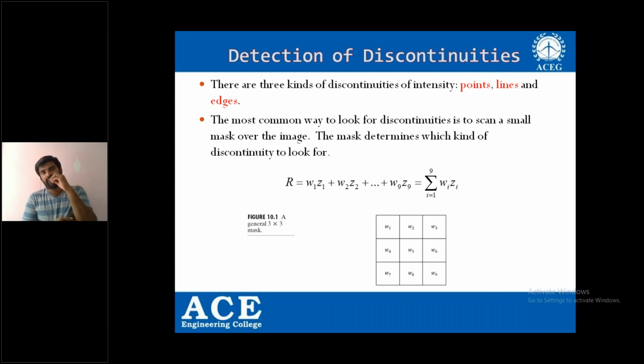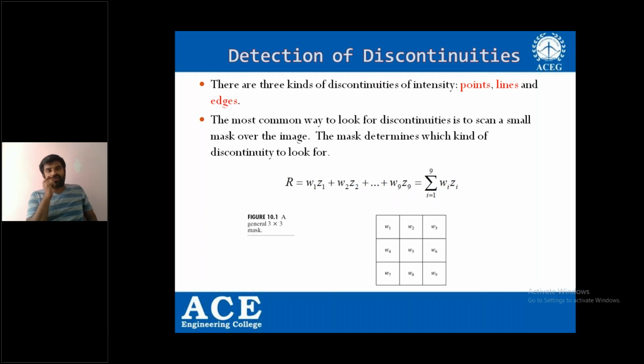Point discontinuity in the sense, for example, I have a plain paper, and in the plain paper I have a particular dot here. That is called a discontinuity, and to identify it we need to follow a procedure. That particular discontinuity is called point discontinuity. Usually these point discontinuities can be observed in the case of noise additions, that is salt noise or pepper noise. You can find the point discontinuities in the image with the noise, right?